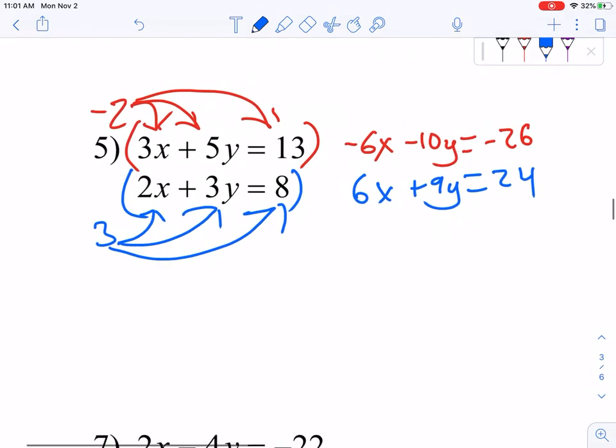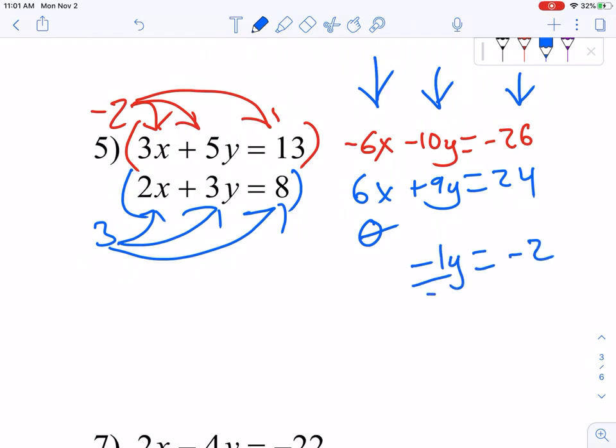From here, you could go through and solve by combining them vertically. Your 6's would cancel out. You'd get negative 1y equals negative 2. We would divide negative 1 to both sides to find y equals 2.